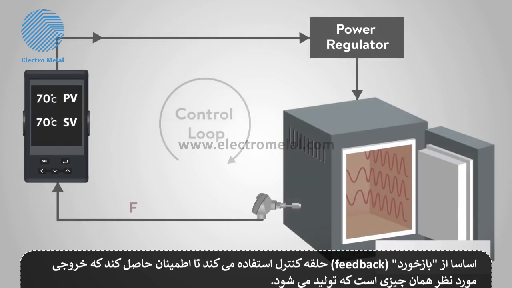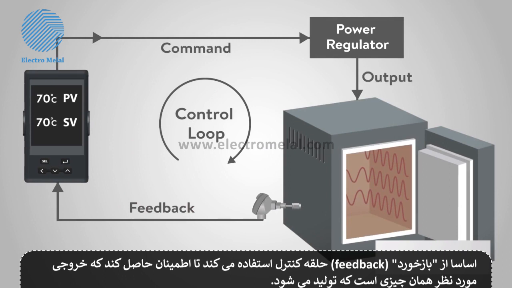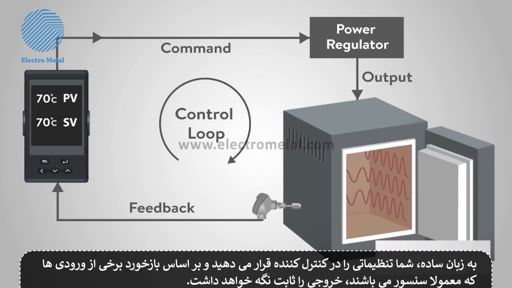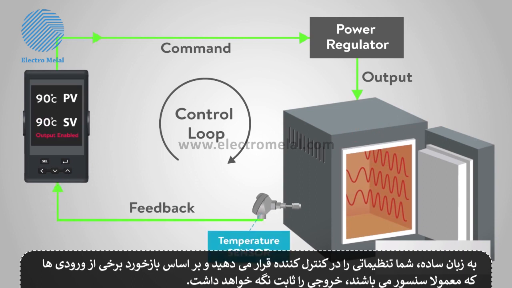Essentially, it uses a control loop feedback to ensure the output wanted is what you will get. Simply, you put a setting in the controller and it will keep the output constant based on feedback from some input, typically some kind of sensor.